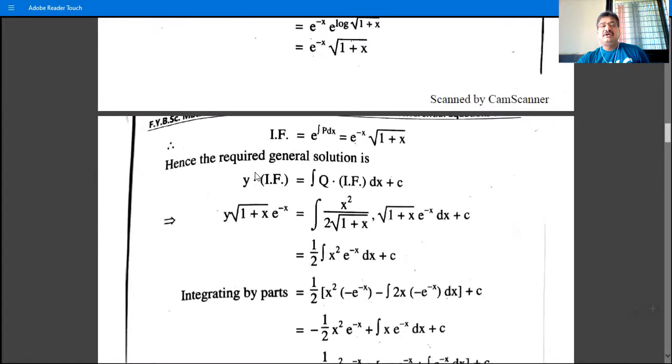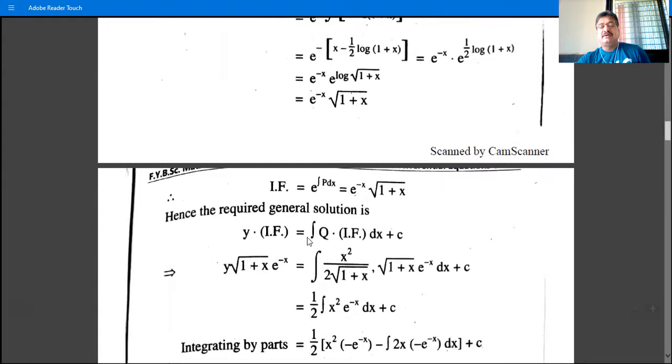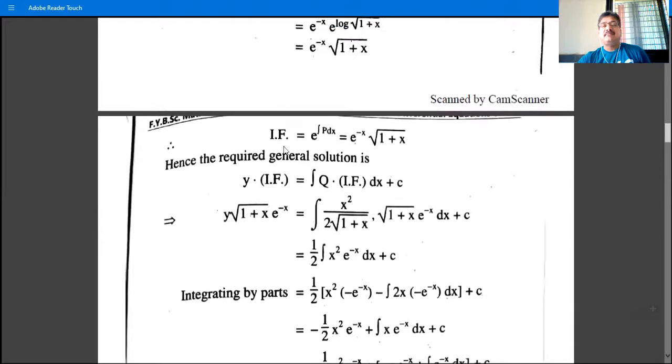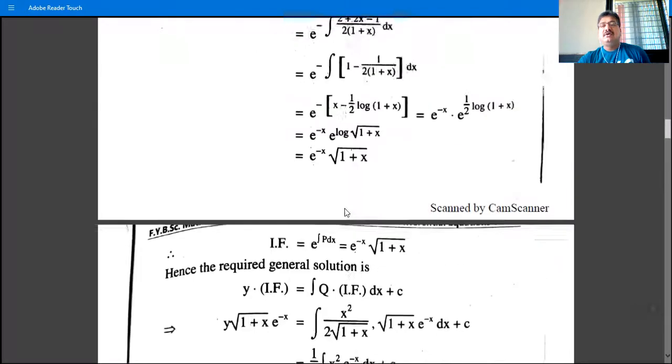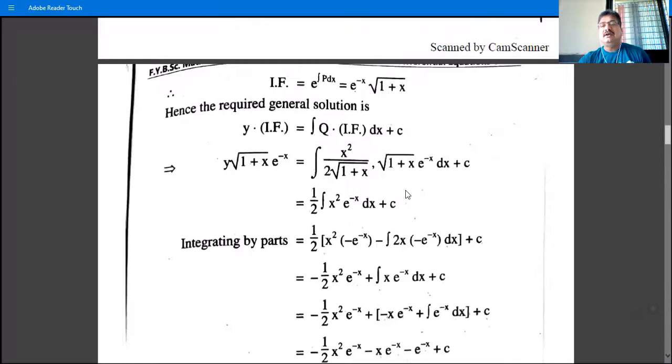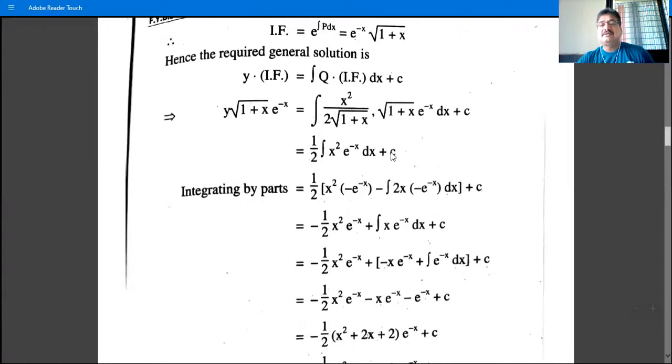Now, what is the general solution of the given differential equation? The formula is y I is equal to integral Q I dx plus c. That is, y I is this, e raised to minus x root 1 plus x, is equal to the integral of Q, which is x square divided by 2 root 1 plus x, into root 1 plus x e raised to minus x as the integrating factor, dx plus c. This gets cancelled, and 1/2 is a constant, and we have the integration of x square e raised to minus x dx.